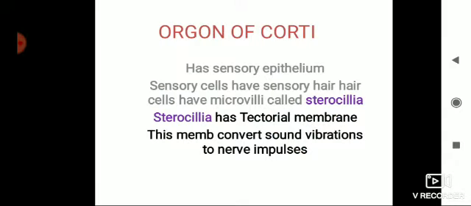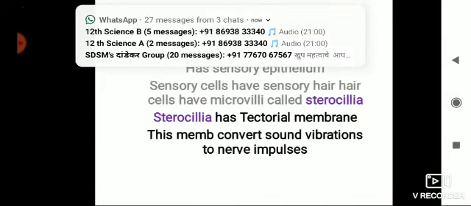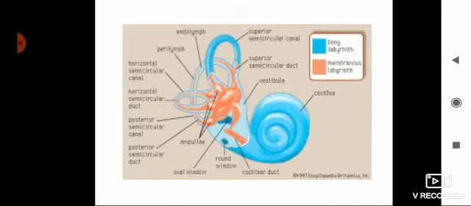This slide also explains the organ of Corti. It has a sensory epithelium. Sensory cells have sensory hair. Sensory hair have microvilli called stereocilia. Stereocilia has tectorial membrane. This membrane converts sound vibration into nerve impulses.